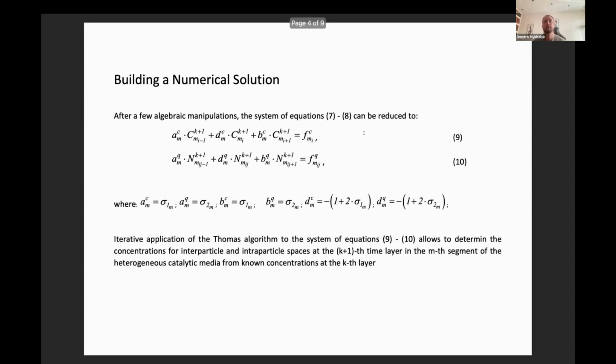Having this in mind and doing some algebraic manipulations, we came to equations 9 and 10, which are linear equations that can be combined into a system. Applying the iterative process of the Thomas algorithm to the system allows us to determine the concentrations in intraparticle and extraparticle spaces at the next time level, using the information from the previous levels. We apply it iteratively and build the cube of values.